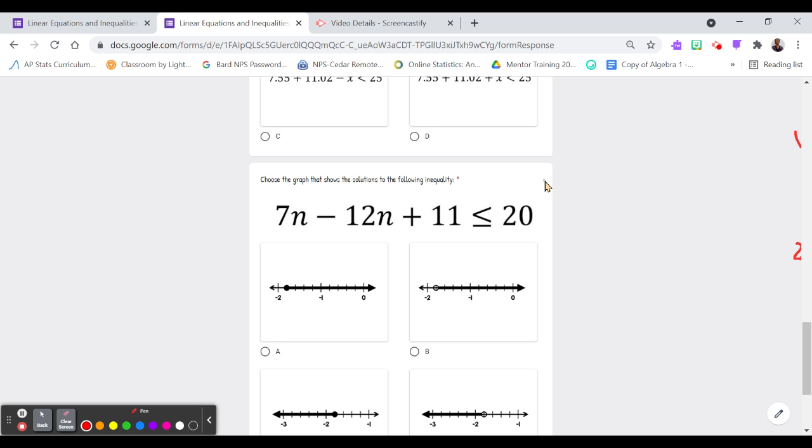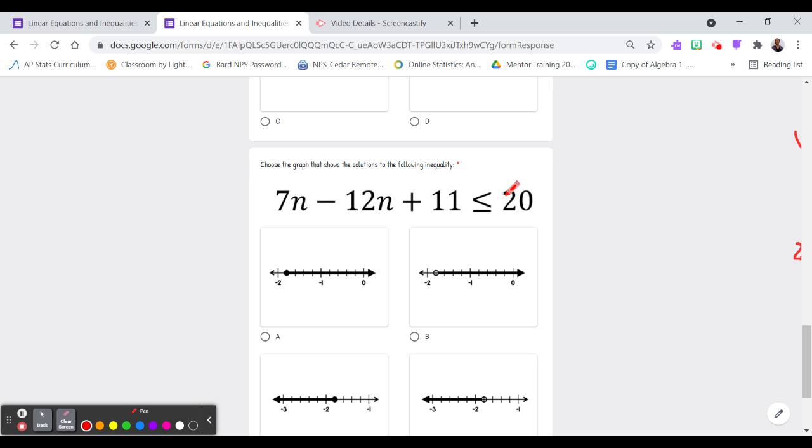And here it says choose the inequality that shows the solutions to the following inequality, or the graph, I'm sorry. First, we're going to have to get n by itself. We're going to have to simplify that, and then we'll better be able to see which one may make sense. So let's see. I'm going to combine like terms. So we're going to use the same strategies that we use with equations. So I have two n terms. So let me see. 7n minus 12n gives me negative 5n plus 11 is less than or equal to 20.